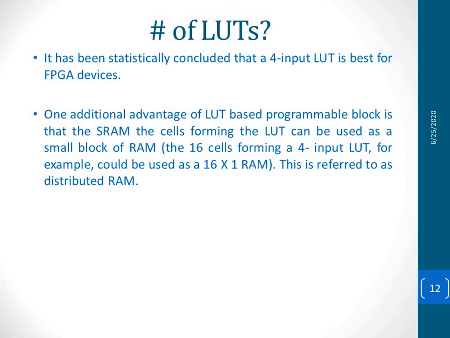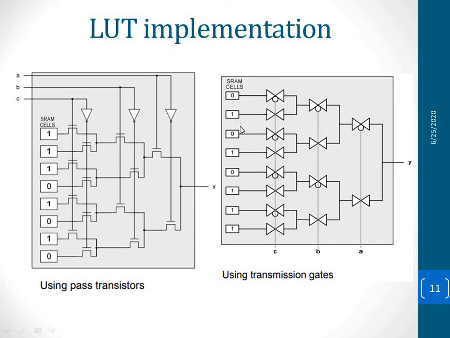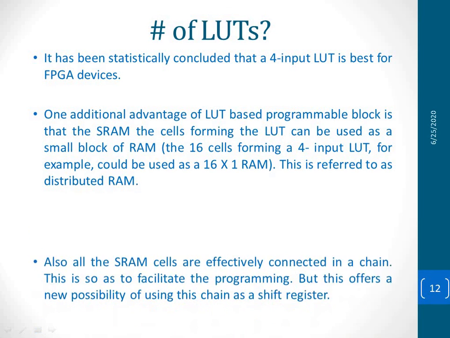What is RAM? Random access memory. Suppose you are not implementing any of these functions and the storage elements are just storing data. How many do I have here? 8. So I can make use of an 8-bit array RAM, storing 8-bit elements. Such an advantage is also available with LUTs. This is referred to as distributed RAM. If I have 16 cells, it will be 16 by 1 RAM. If I have 8, it is 8 by 1 RAM. So based on the size, I can use it as a distributed RAM.